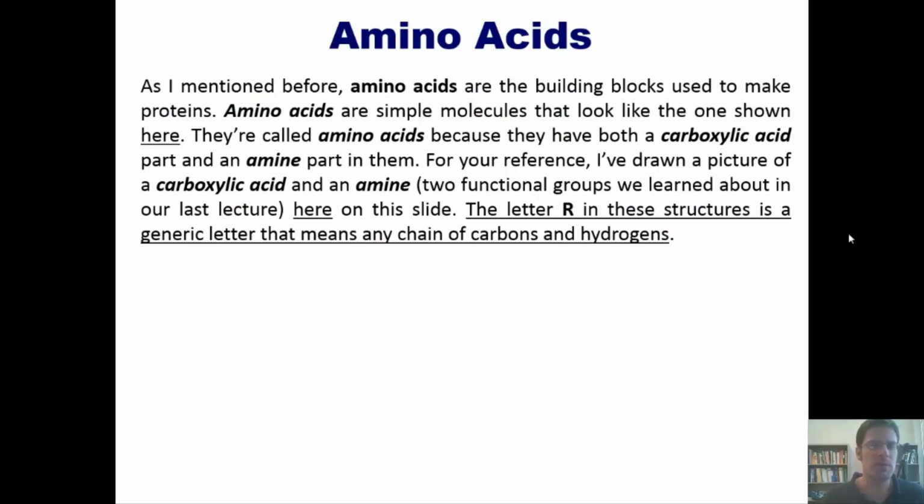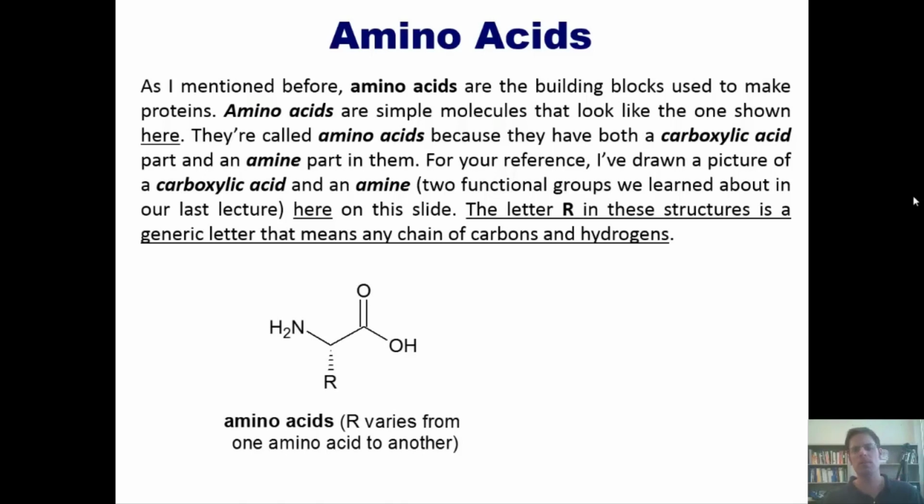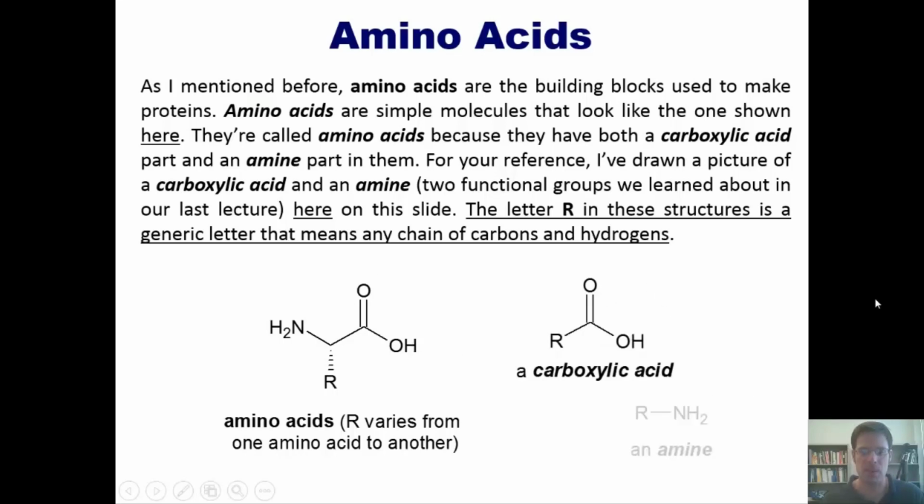Amino acids are simple molecules that look kind of like the one shown right here. They're called amino acids because they have both a carboxylic acid part, which generically speaking is a molecule that looks like this. So you can see the carboxylic acid part right here. And they also have an amine part. This is what an amine looks like, so you can sort of see this amine dangling off of here. These are two functional groups, by the way, that we learned about in our organic chemistry section. The letter R here in this structure is a generic letter that means any chain of carbons or hydrogens.